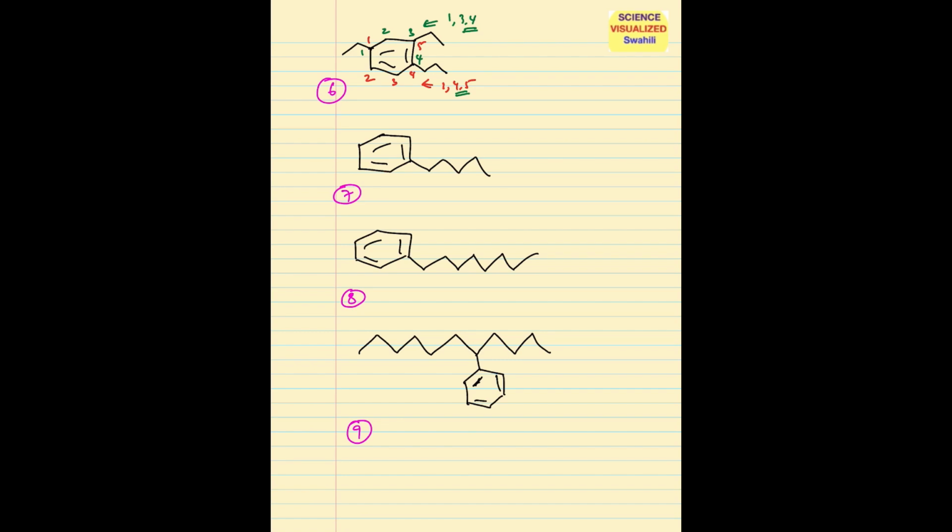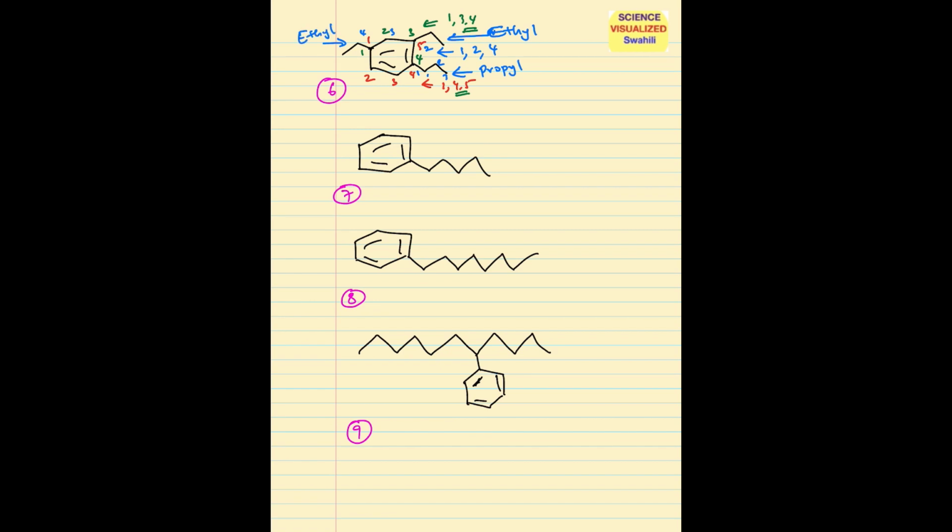But actually the best way to label them will be to start from here. That will be position 1, 2, and then 3 and 4. So if you use the blue, it will be 1, 2, and 4. So that gives you the lowest numbers for the substituents. Now if you look at position number 1, this group has 3 carbons, 1, 2, 3, so that's a propyl group. And then position number 2 has 2 carbons, so that becomes an ethyl group. And the last one here, position number 4, that's also another ethyl group.